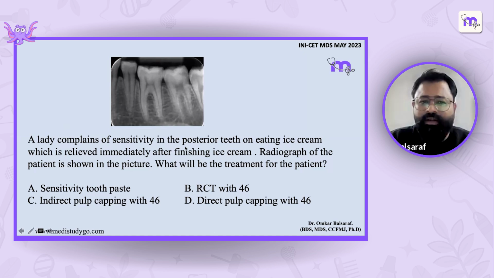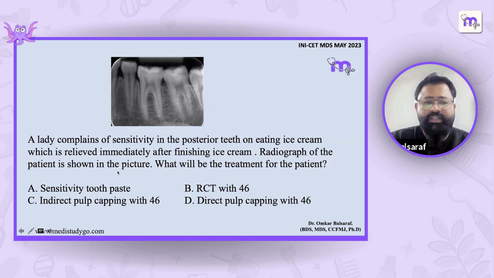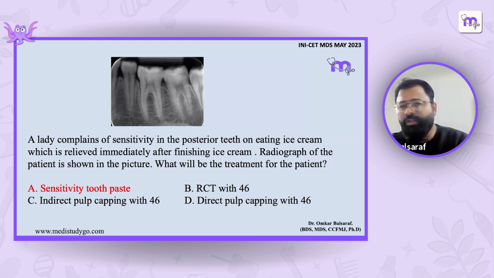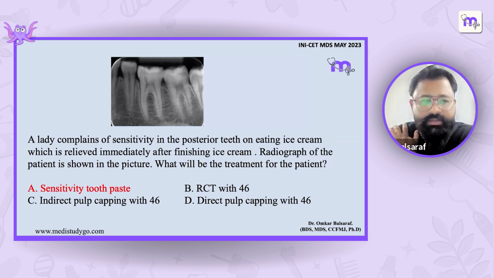But we have to read the entire question, because we are supposed to see what is there in the radiograph as well. She has sensitivity in posterior teeth on eating ice cream, which is relieved immediately. So this can be a case of reversible pulpitis. The radiograph is showing no periapical pathology, neither is there any coronal pathology. What will be the treatment for the patient? It is going to be desensitizing toothpaste, because there is no pathology involving either enamel, dentine, or pulp, nor the periapical areas.